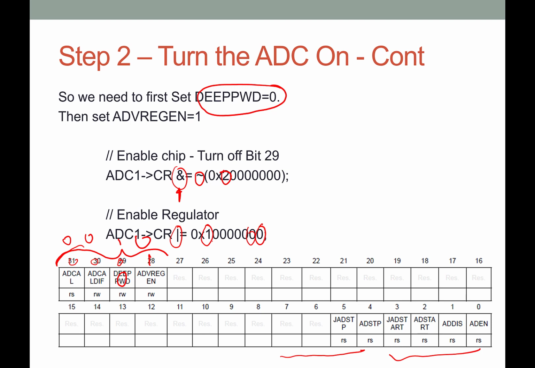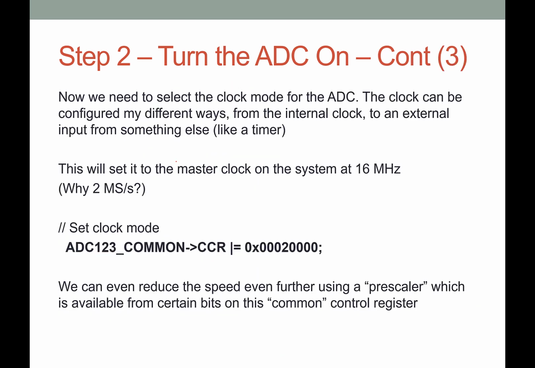Now what you'll see most of the time is, rather than see this number here and this number here, they're going to use these as variables, ADVREGEN as a variable and deep PWD as a variable, so that you don't have to remember which way it is. I think that's a little bit silly, but they use these variables all over the place, so you need to be aware of that.